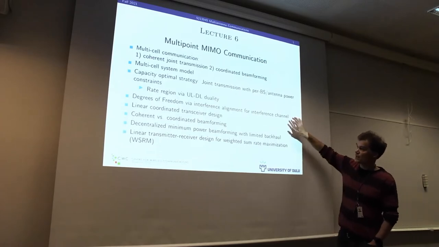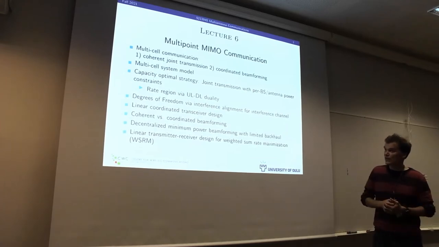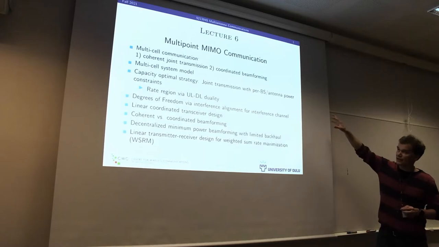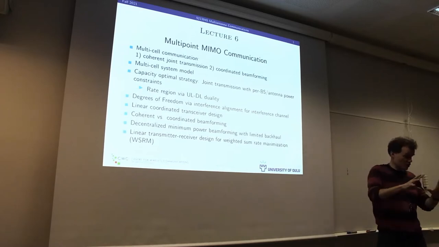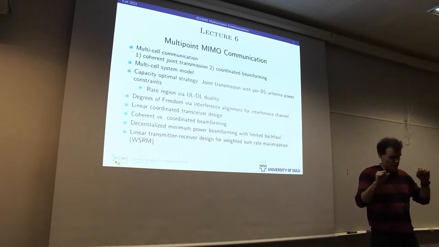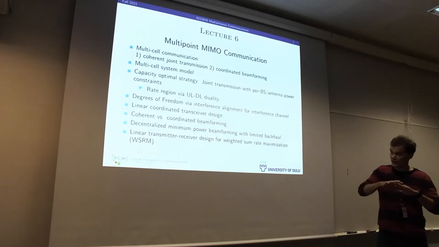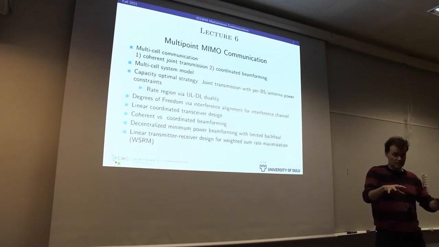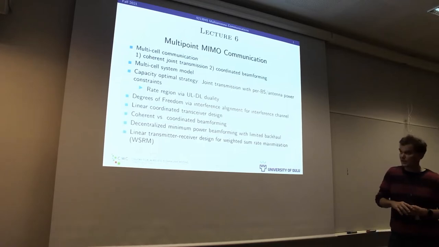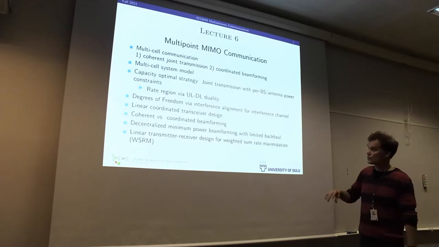Then we'll very briefly discuss degrees of freedom via interference alignment, just to give a flavor. What happens if we don't have the coherent joint transmission, which is the optimal thing to do? So if we have a strategy where we serve each user by a single transmitter, we will look at, in the high SNR regime, how many parallel streams we can schedule all together in that fully connected interference network without causing interference between streams.